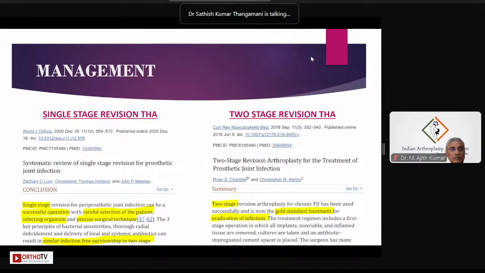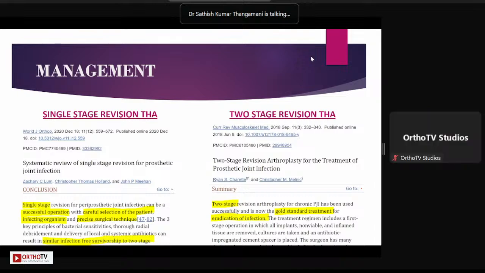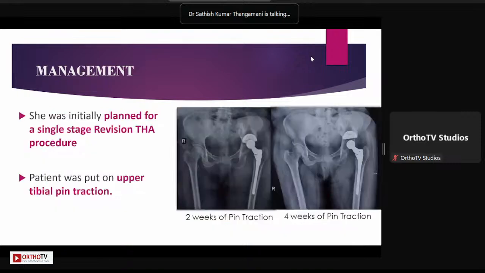So coming to the management, of course, there are a number of articles stating that both single stage as well as two stage can go ahead in case infection is being suspected. But since all the parameters were normal, we thought we'll go ahead with a single stage revision THA. So we put her on upper tibial pin traction so that we could bring her femur down, and she was on pin traction for about 4 weeks.